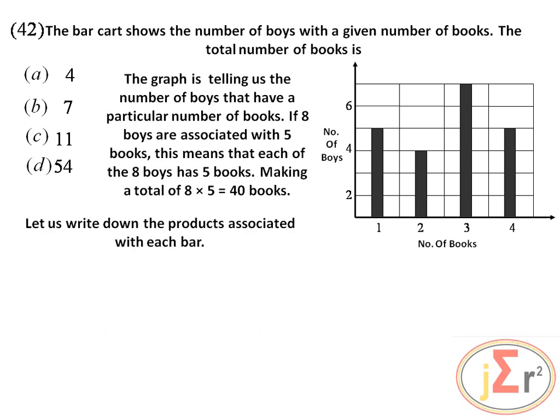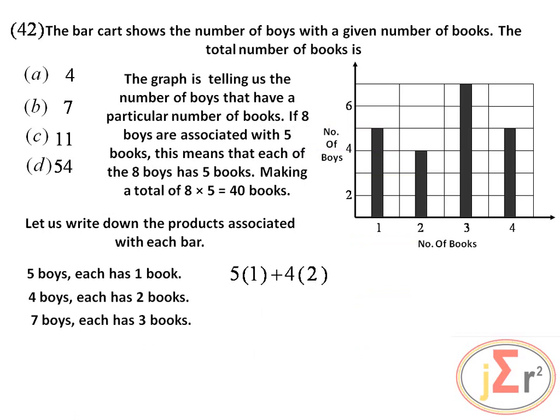Let us write down the products associated with each bar. The first bar, 1, has a height of 5. 5 boys each has 1 book. 4 boys each has 2 books. And we have 7 boys each has 3 books. Finally, 5 boys each has 4 books.